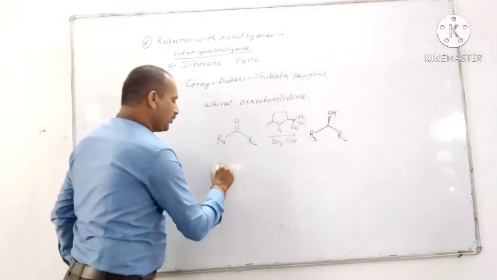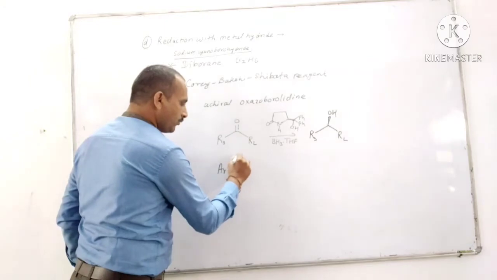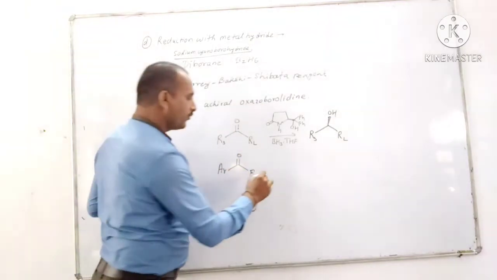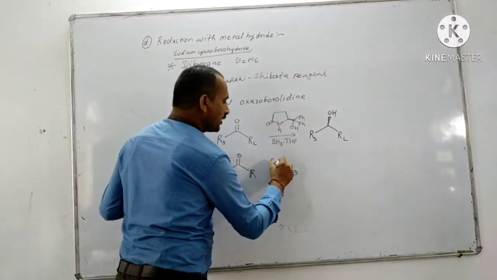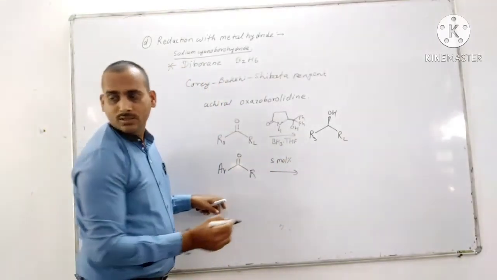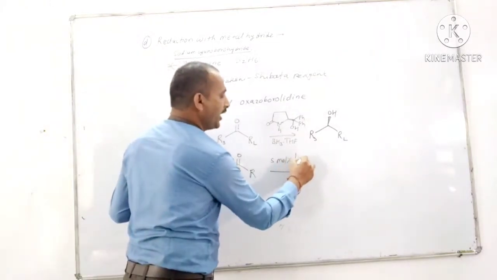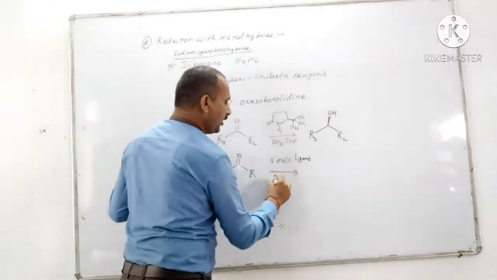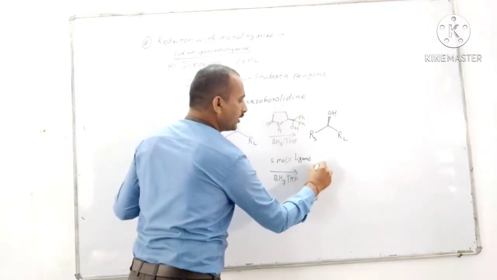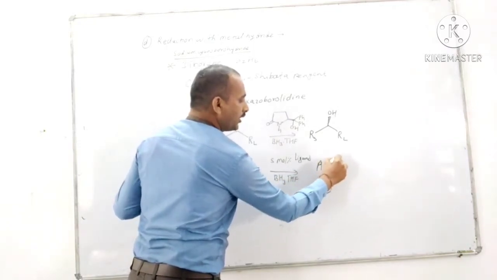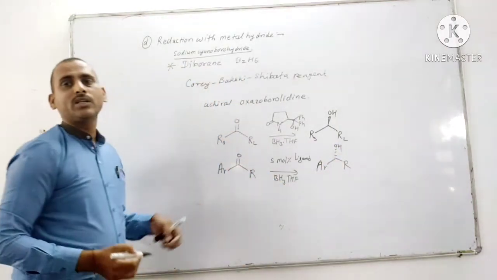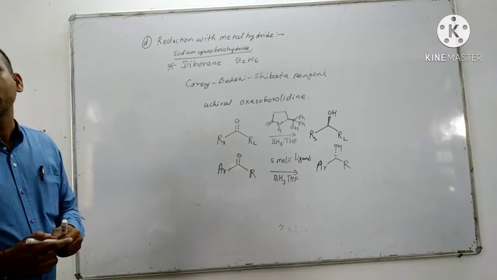So aromatic ketones get also reduced by using 5 mole percent of the CBS reagent, and there is a ligand and BH3 in THF. It gives Ar-OH. So this isomer is formed as the major product.